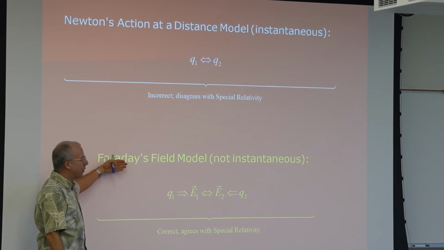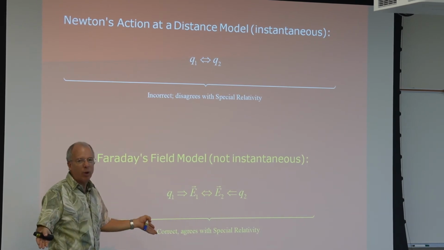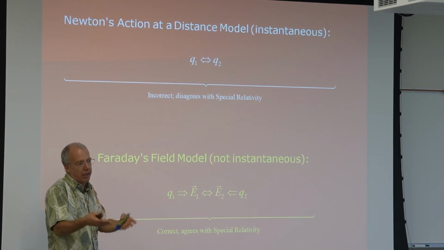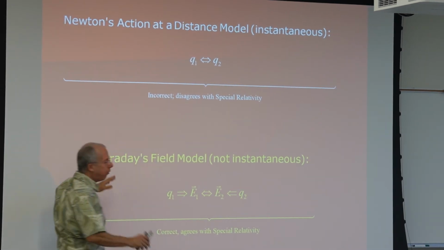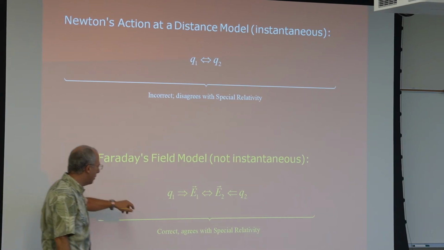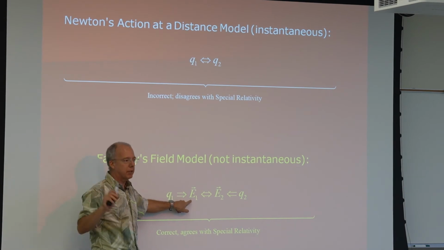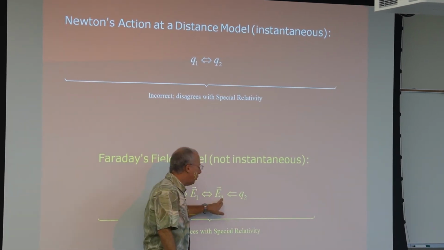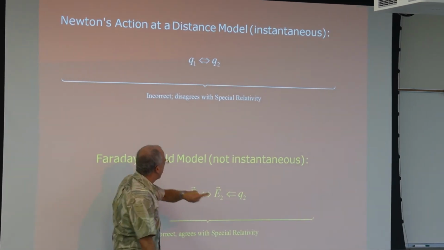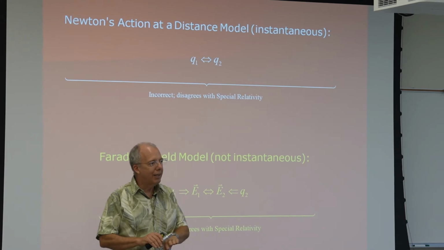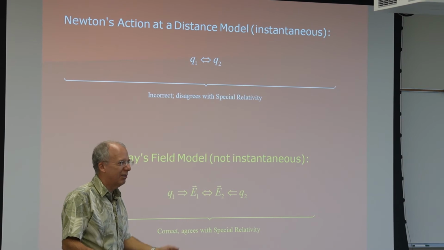Here's Faraday's field model, which agrees with Einstein. It sounds like we're making a mountain out of a molehill, I agree, but you have to, because it agrees with experiment. This disagrees with experiment. The field model says Q1 creates an E field E1, which propagates throughout space at the speed of light. Q2 creates E2, which propagates throughout space at the speed of light. It's the fields that interact. It sounds like a mountain out of a molehill, don't you think? But it's how it works.